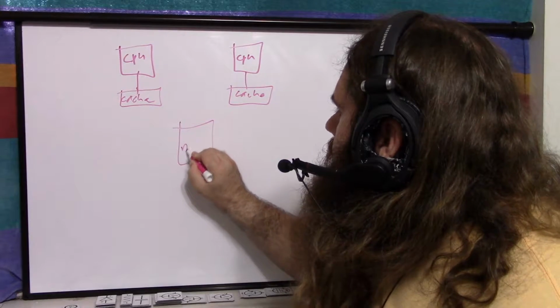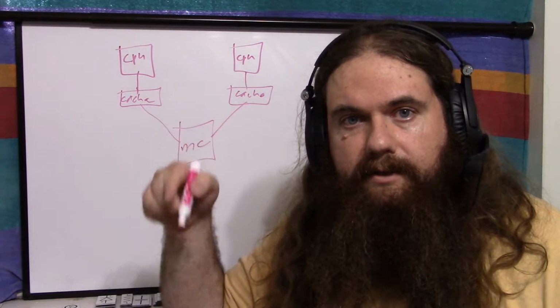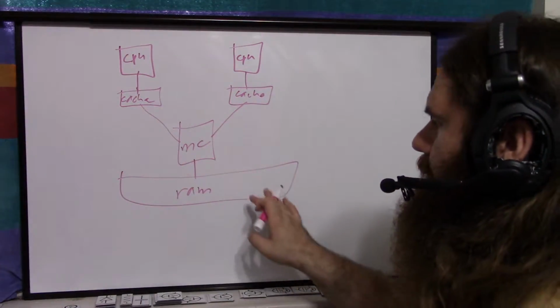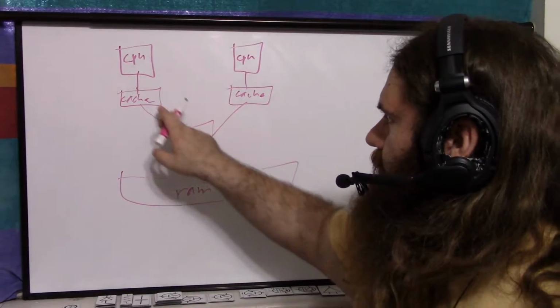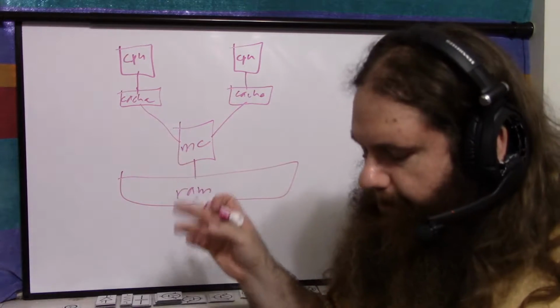Here's the memory controller. It's just the thing that manages memory. You can request a read and a write. And then you have memory, RAM. So that's the basic architecture. RAM is the thing. Through the memory controller, CPUs can request reads and writes, and they keep them in their cache when possible.